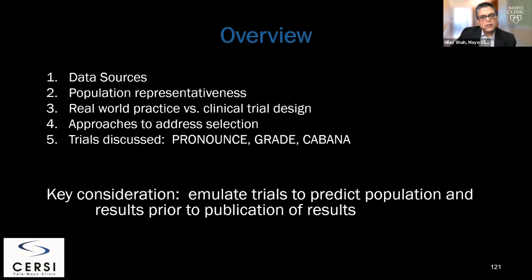So the whole idea was we don't know the answers, and especially as you'll see with PRONOUNCE and GRADE, those trials are still underway. The results are not released, so you'll see the early results that we're seeing from the real world data, but how they play out with the trials, we are yet to know. CABANA, we were able to emulate the trial prior to the completion of the trials, and we'll compare the results from both those pieces.